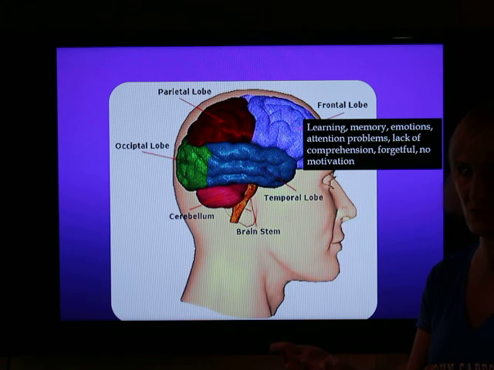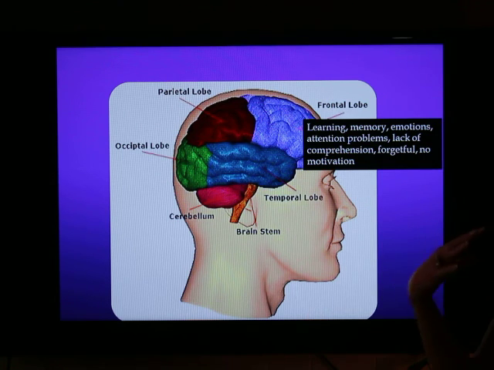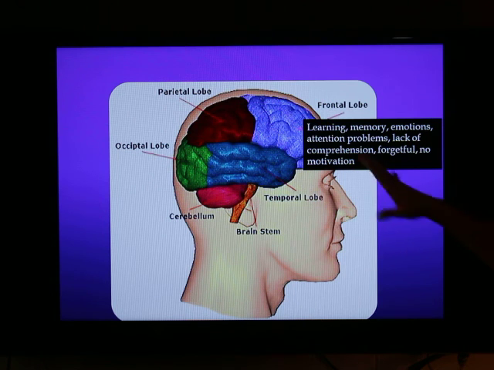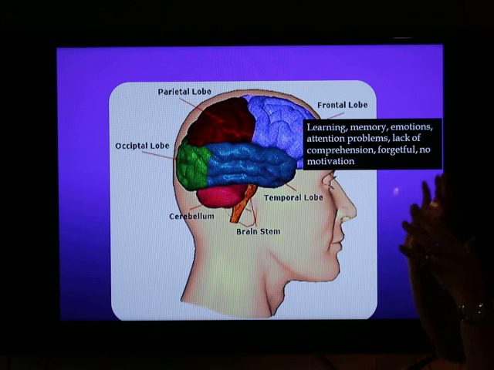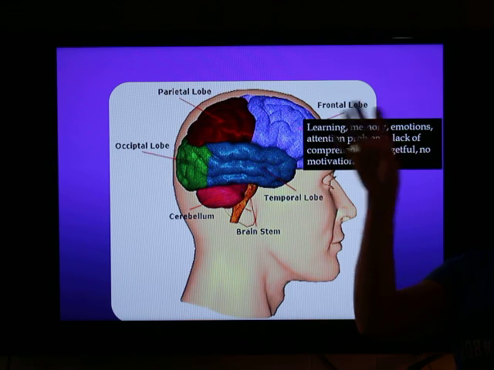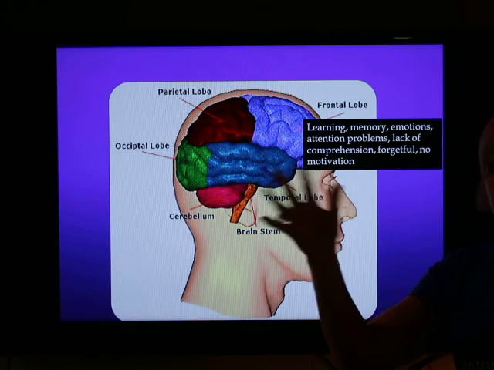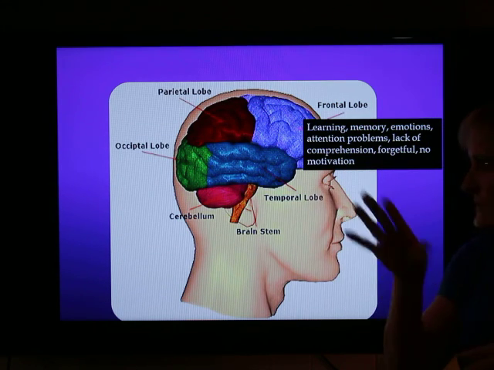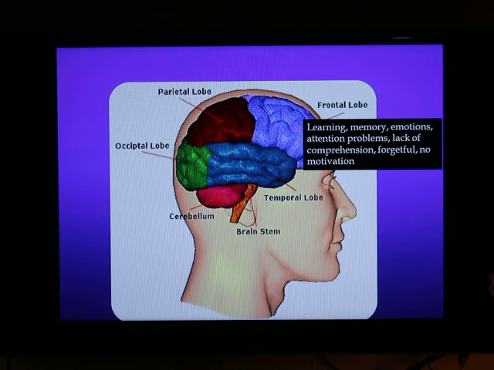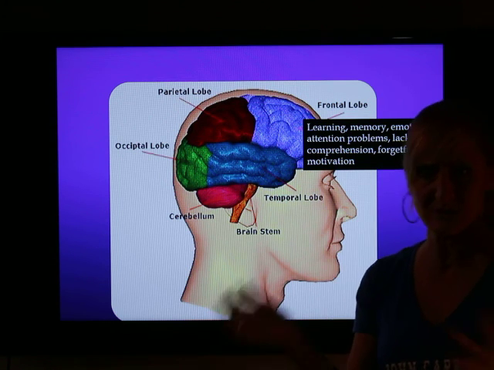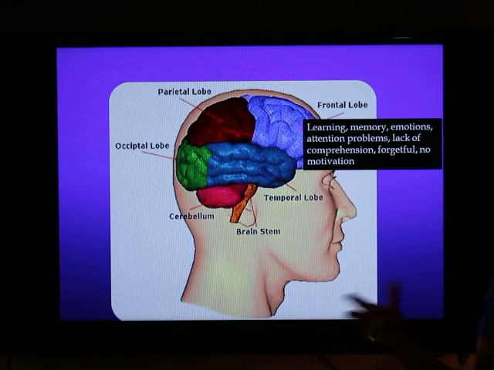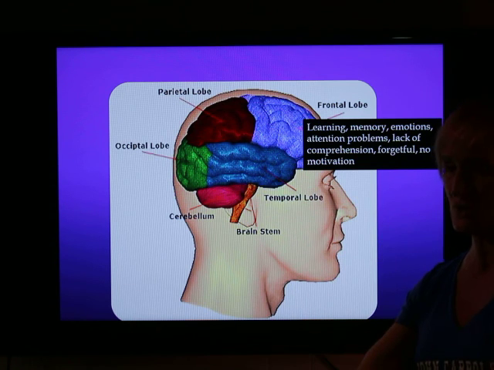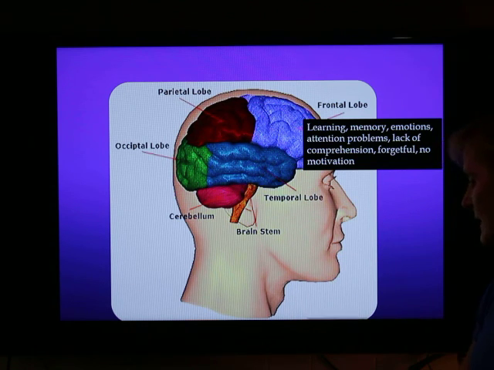They have a really hard time learning new information. They have a lot of memory problems if they are damaged in the frontal lobe. A lot of emotions, because this is where all your emotions are carried in your frontal lobe. Attention problems. So if they never had attention deficit disorder, they act like all of a sudden they can't stay focused, they get up, they move a lot. Lack of comprehension, so you're trying to teach them something, they don't get it. They're forgetful, you try to teach them something and 2 seconds later they have forgotten what you're talking about. No motivation, they used to be a real type A go-getter, now they just want to sit on the couch.